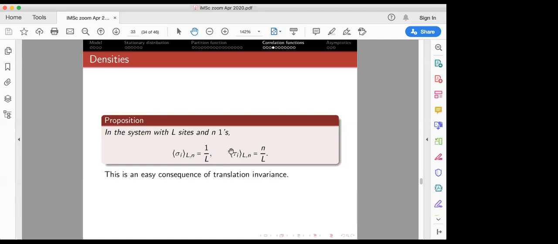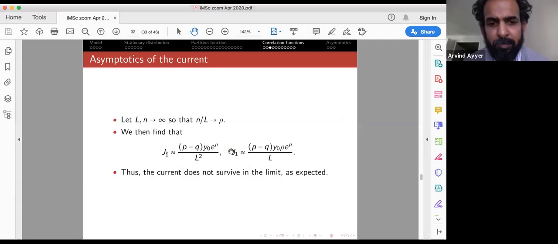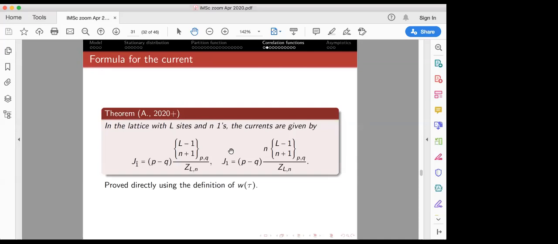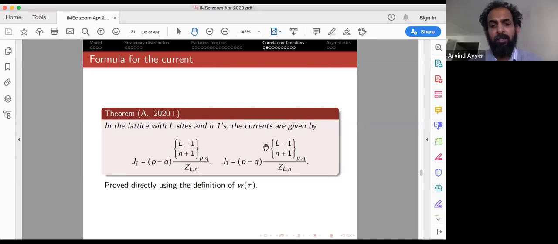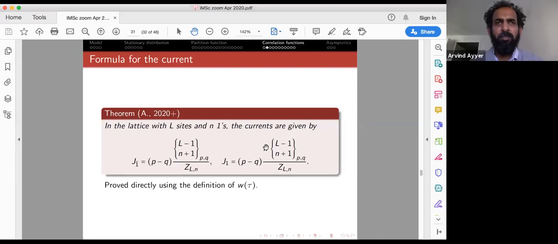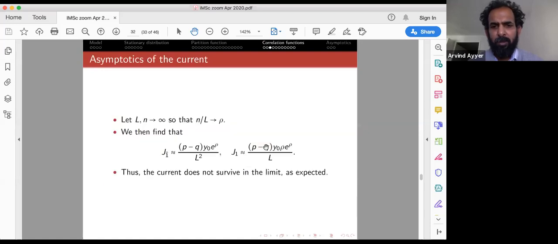Sorry, Arvind, can we look at your formulas for the current? Please? Yeah. The one before also? Yeah. So here there is no difference. Oh, there is an n. That's just because there are n particles. Yeah, n more particles. Okay. Makes sense. So each particle has the same current. Correct. Okay. Thanks.